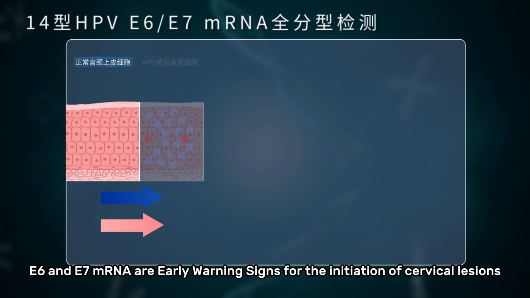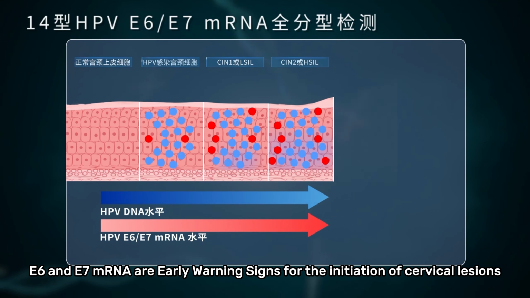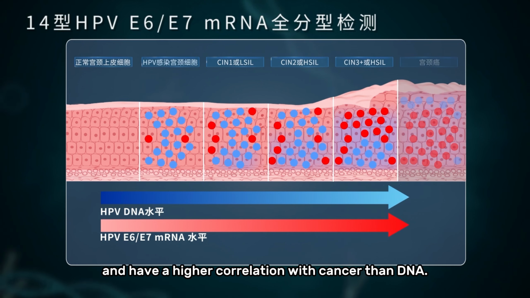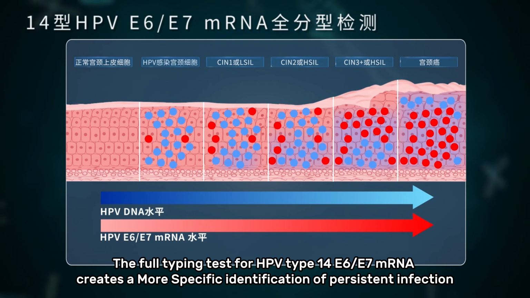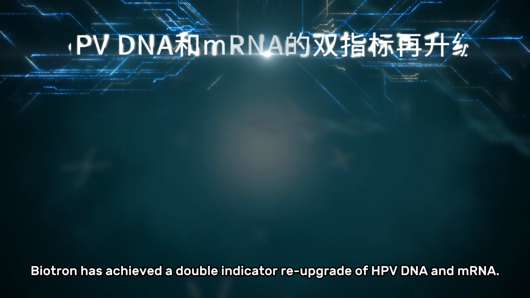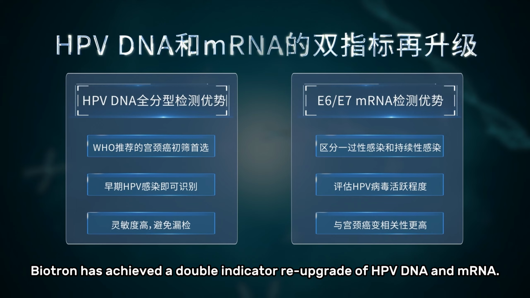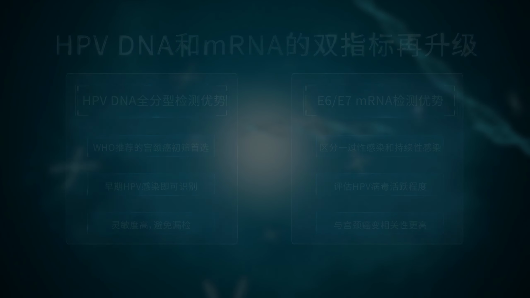E6 and E7 mRNA are early warning signs for the initiation of cervical lesions and have a higher correlation with cancer than DNA. The full typing test for HPV type 14 E6/E7 mRNA creates a more specific identification of persistent infection. Biotron has achieved a double-indicator update of HPV DNA and mRNA.